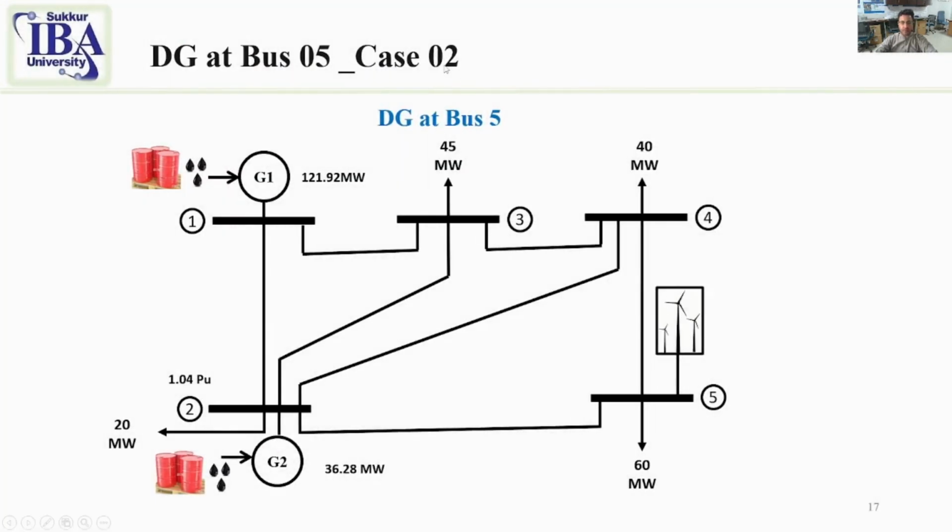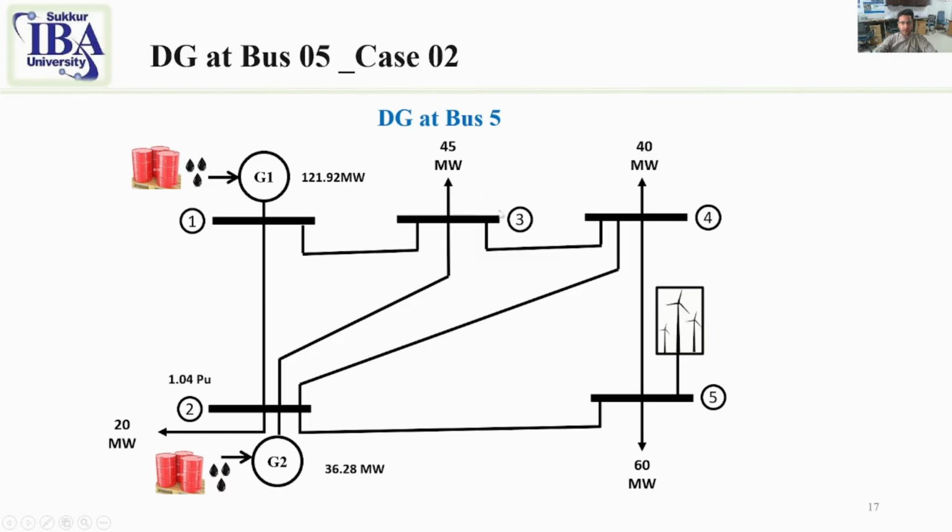This is our case number 2. Actually we put the DG on bus number 5. Here you can see we don't know the exact location of DG. That could be here or here. So we will go one by one to check on this position, how much we are reducing the cost, and how the voltages will improve or the total losses reduce.